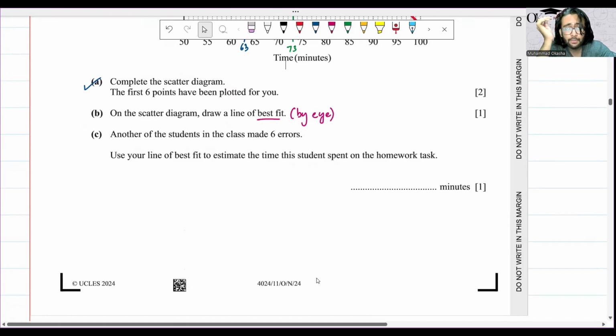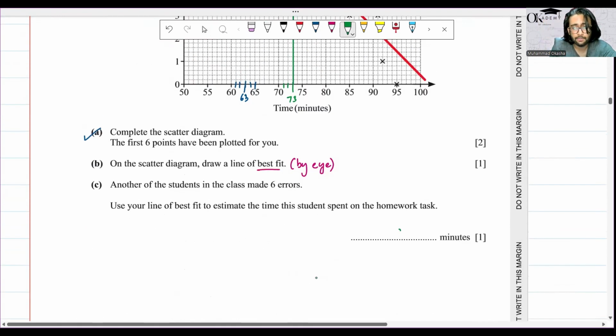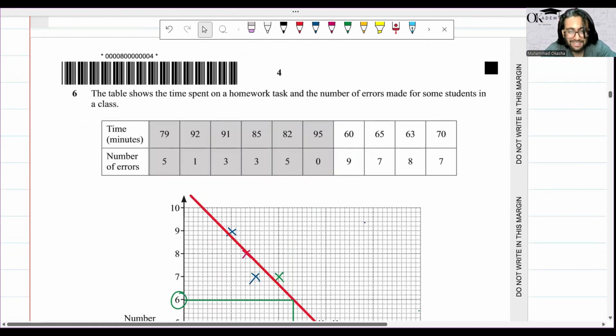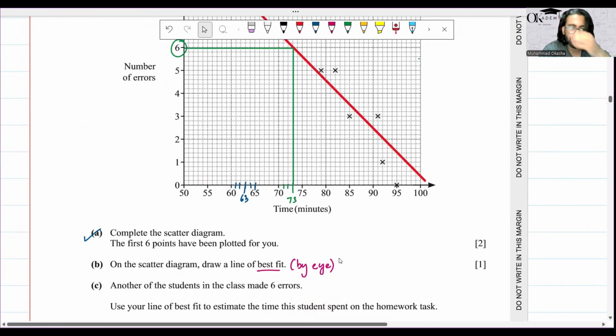How many minutes? So I think 73 minutes. We already worked it out. Yes, 73 minutes. Let me quickly confirm from the marking scheme. Question number 6. They don't really give you a value. It's just according to their line of best fit, so it depends on whatever your line of best fit is.